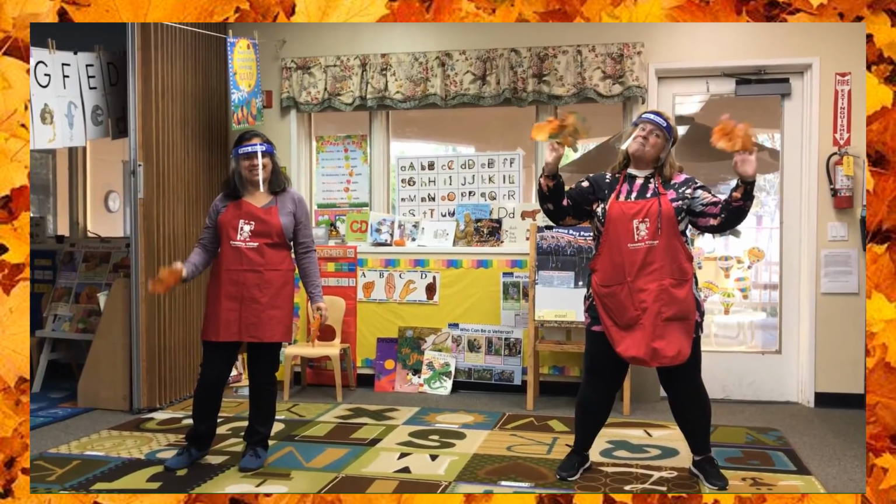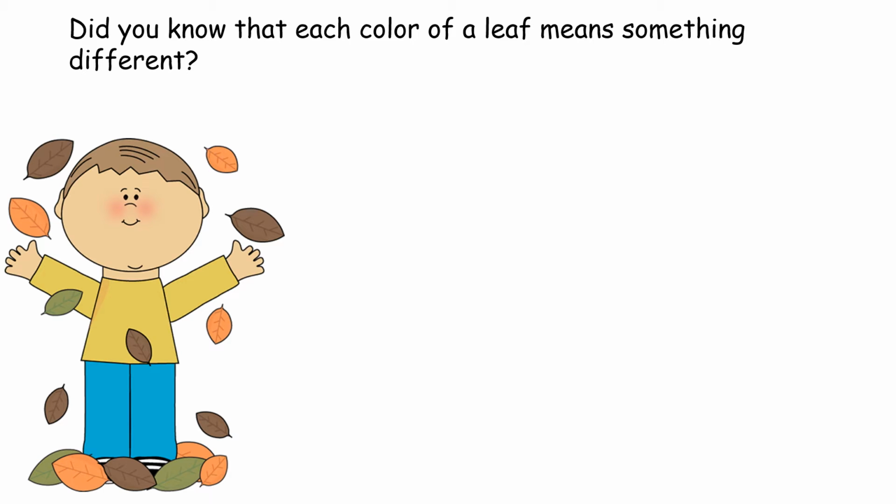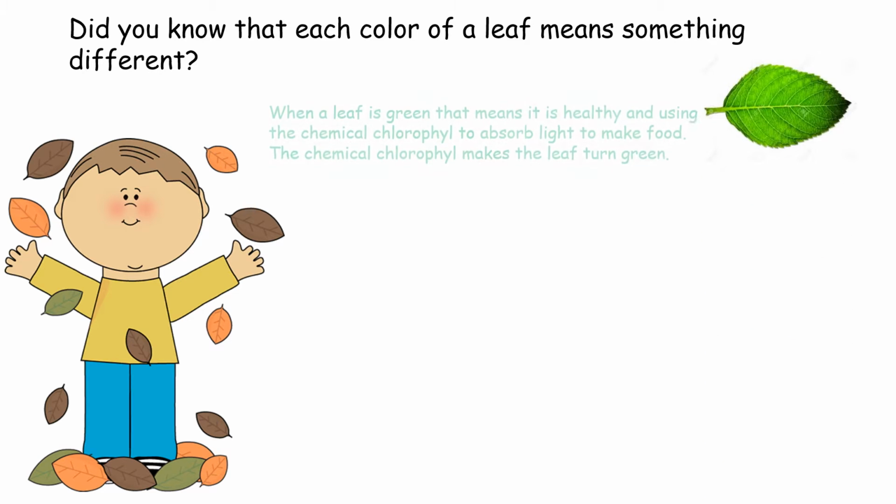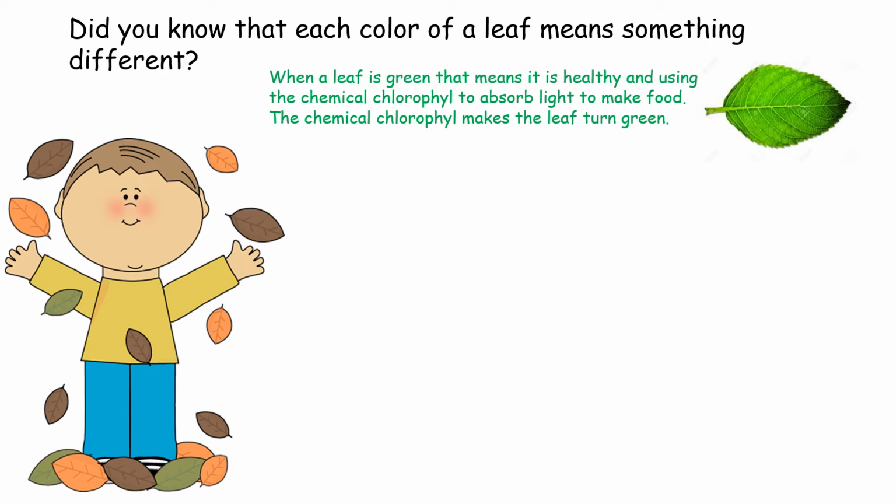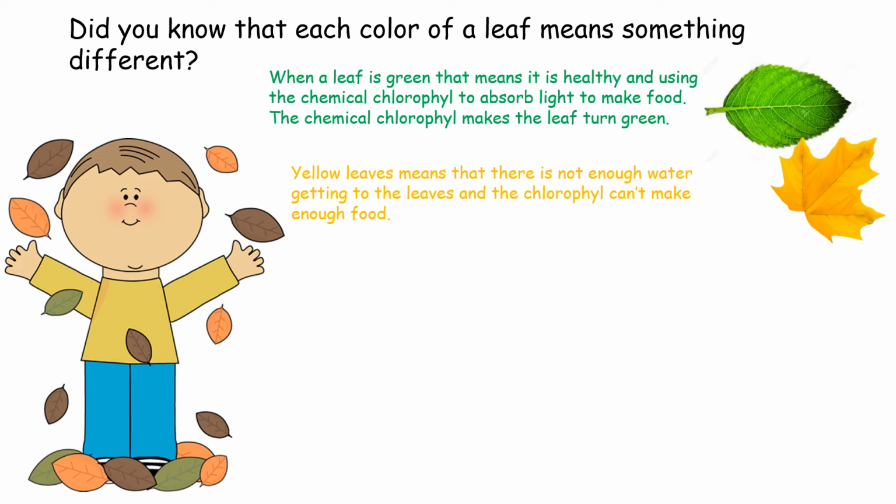Happy fall! Did you know that each color of a leaf means something different? When a leaf is green, that means it is healthy and using the chemical chlorophyll to absorb light to make food. The chemical chlorophyll makes the leaf turn green. Yellow leaves mean that there is not enough water getting to the leaf, and the chlorophyll can't make enough food.